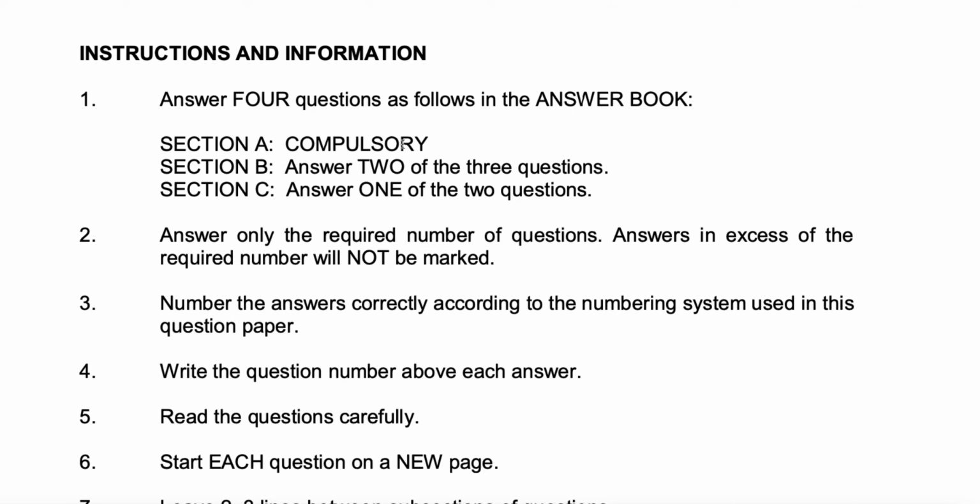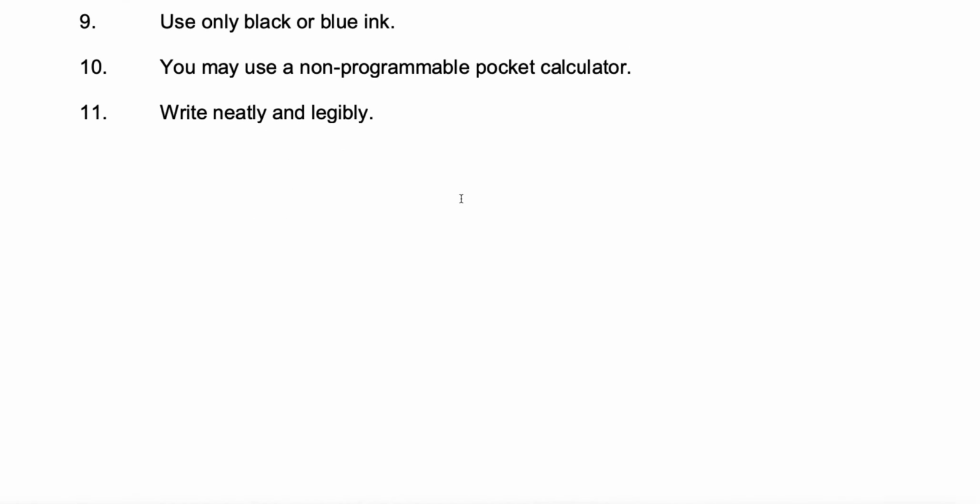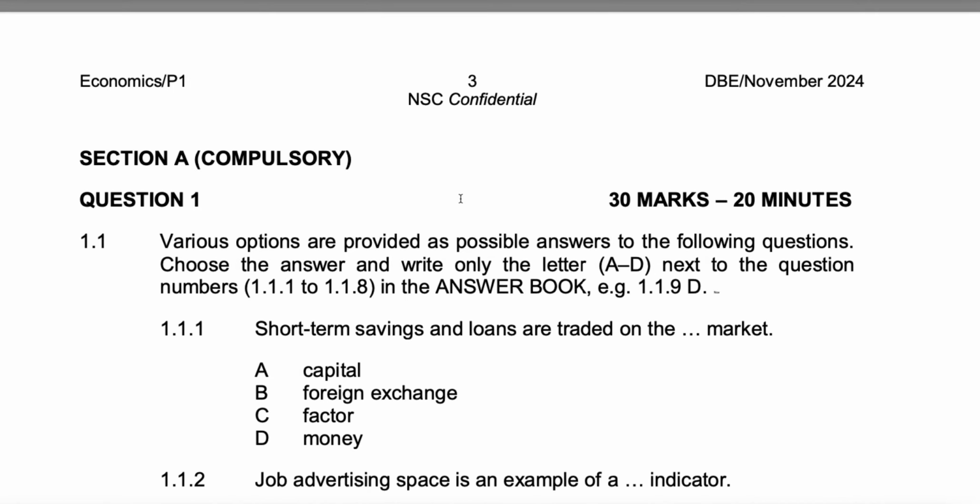Okay, so instructions are very crucial. Section A is compulsory, and in section B you answer only 2 of the 3, so that means you have the luxury to skip one question. Section C has 2 questions, and you only answer 1. I find grade 10s are the ones who still struggle with following this instruction because they usually would just answer everything.